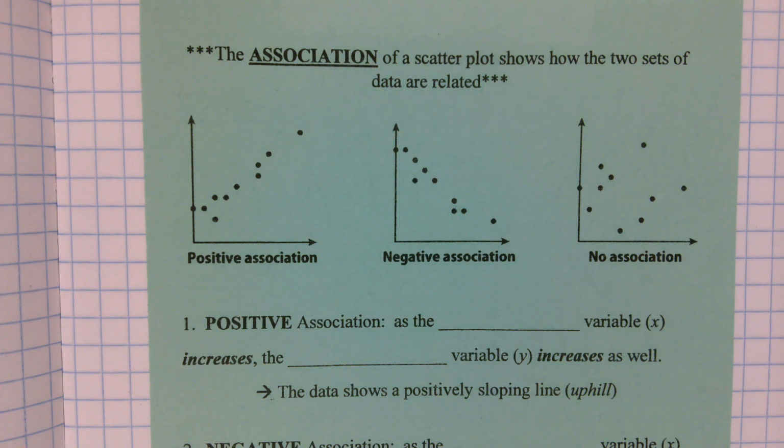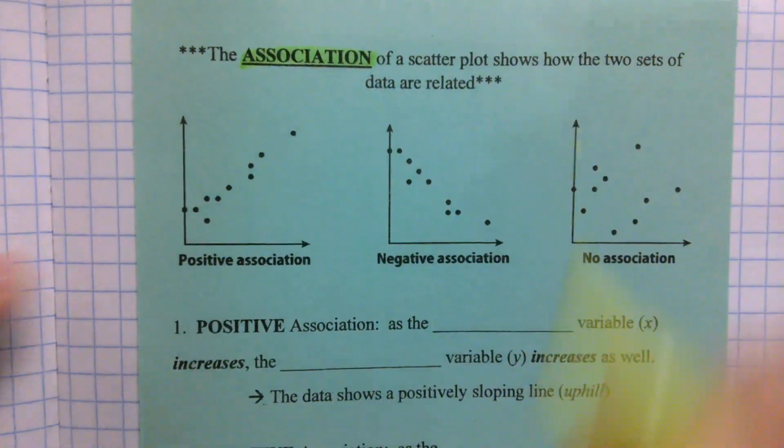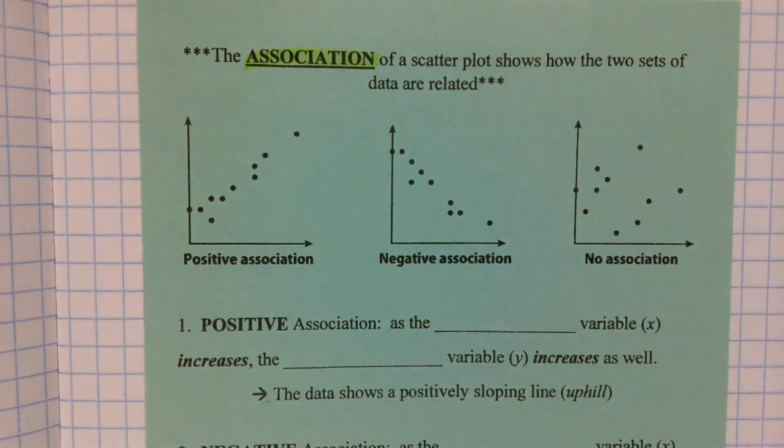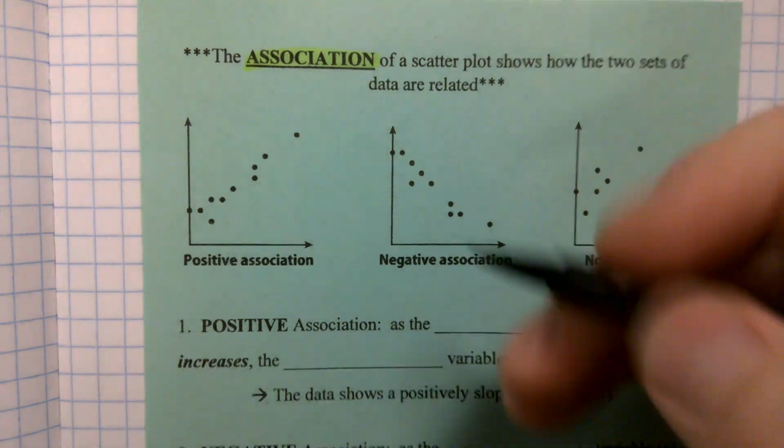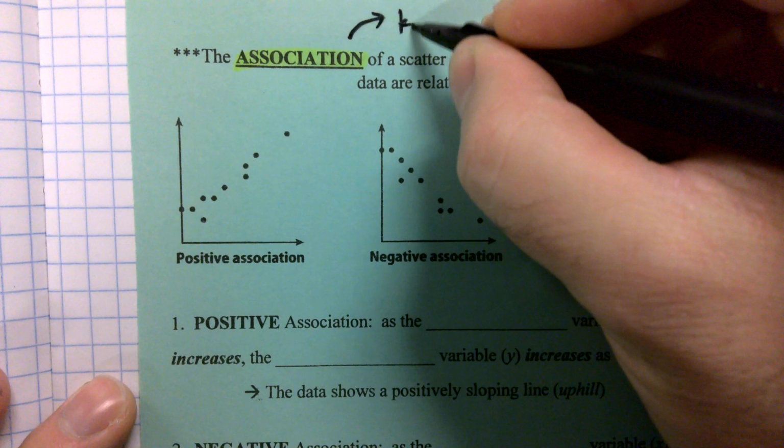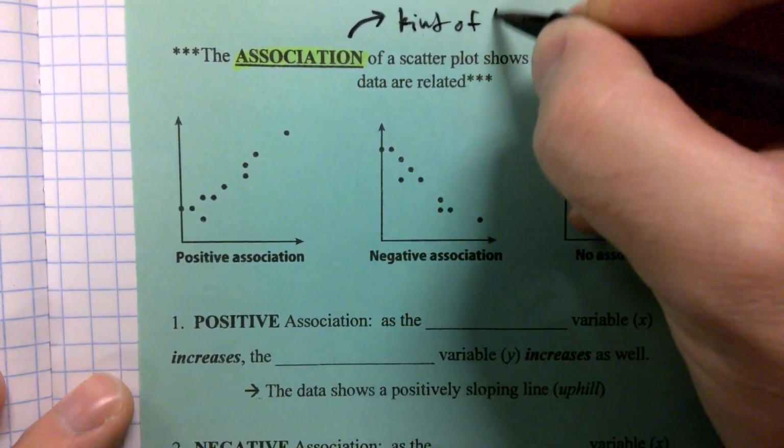So with scatter plots, we can make one big generalization about the information presented to us by identifying what the association of that data is. There are three types of association: positive association, negative association, and no association. And we can think of association kind of like slope.